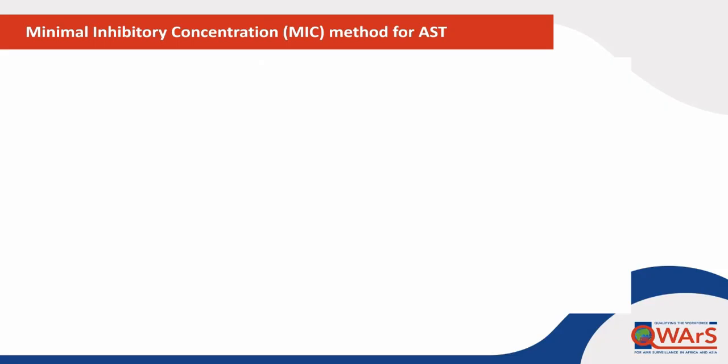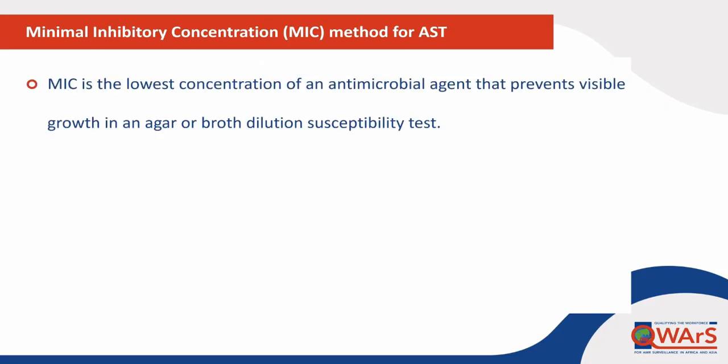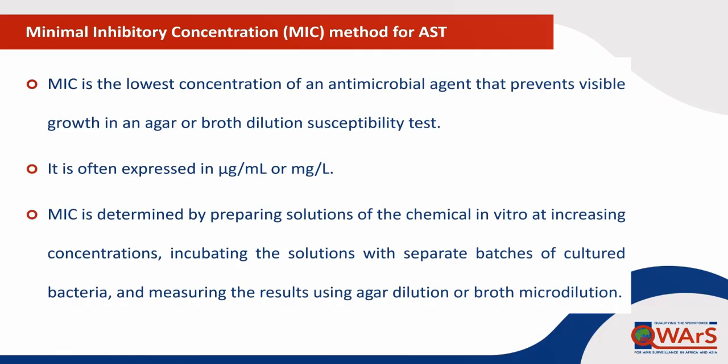Minimal inhibitory concentration is the lowest concentration of an antimicrobial agent that prevents visible growth of a microorganism in an agar or broth dilution susceptibility test. It is often expressed in micrograms per milliliter or milligrams per liter.